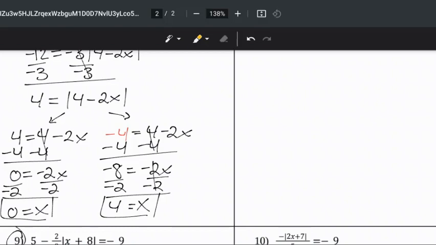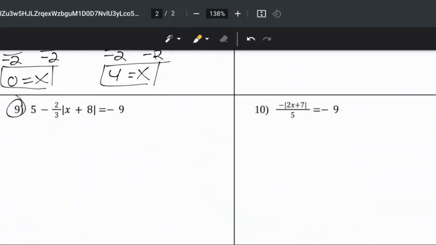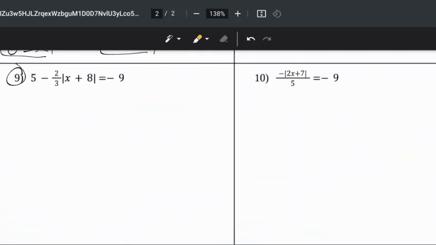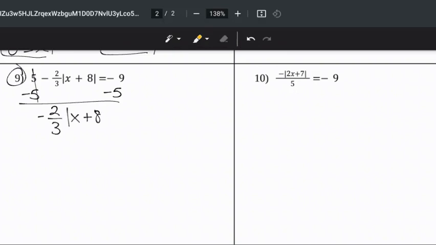Okay, let's go ahead and do one more together. We're going to take a look at number 9. And again, it starts off being equal to a negative, but that does not mean anything. We have to first isolate the absolute value before we make our decision. So we subtract 5 on both sides. We are left with negative 2/3 times the absolute value of x plus 8 equals negative 14.